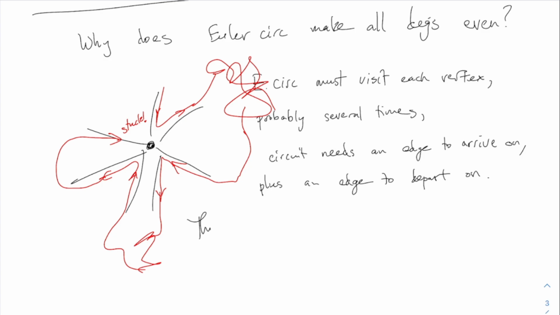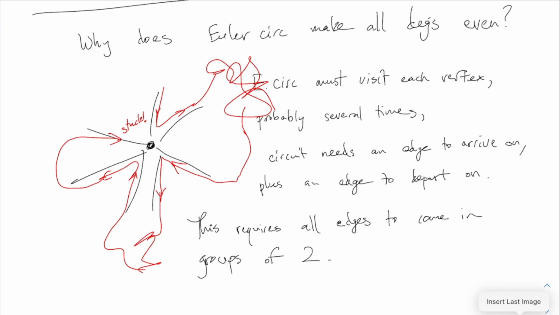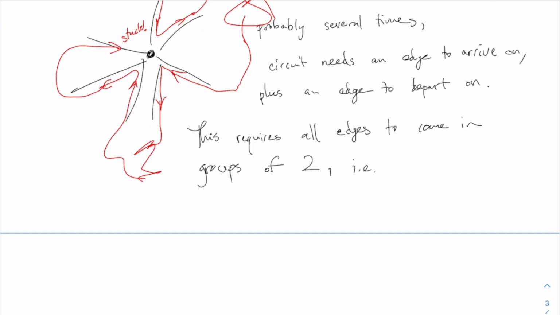I'm going to say this requires all of the edges to come in groups of 2. And that means there has to be an even number of them. That's the connection between the Euler circuit existing and this business of evens and odds. So this requires all the edges to come in groups of 2. I mean all the edges that are touching this vertex right here, i.e. the degree, must be even. That's all there is to it.